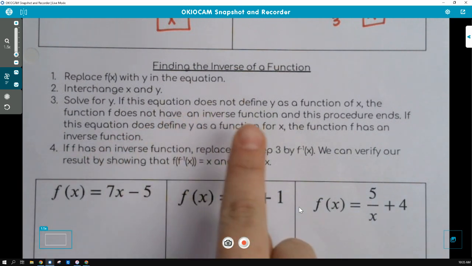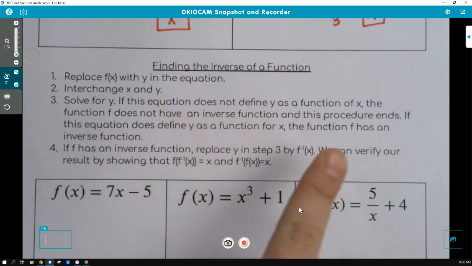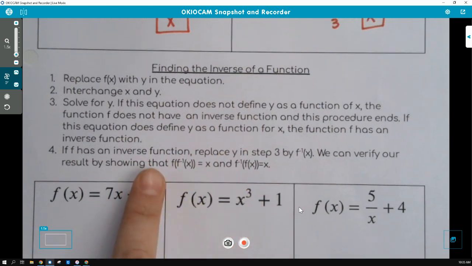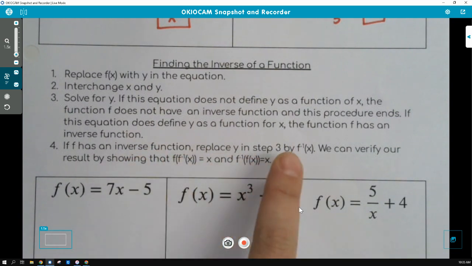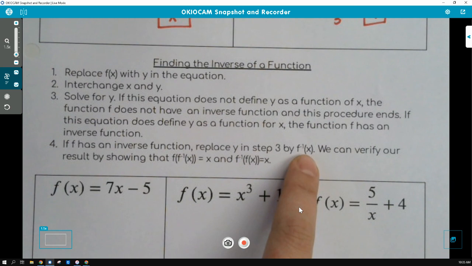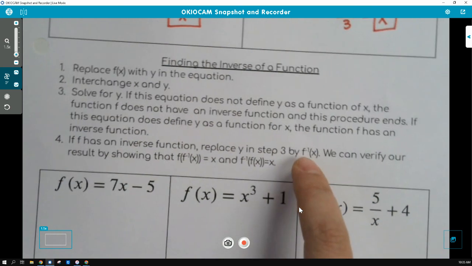If the equation does not define y as a function of x, then the function does not have an inverse, and the procedure ends. If it does, then it does have an inverse function. If f has an inverse function, then we change it back, but we don't change it back to f of x, we change it back to f inverse of x. So f to the -1 of x means f inverse of x.